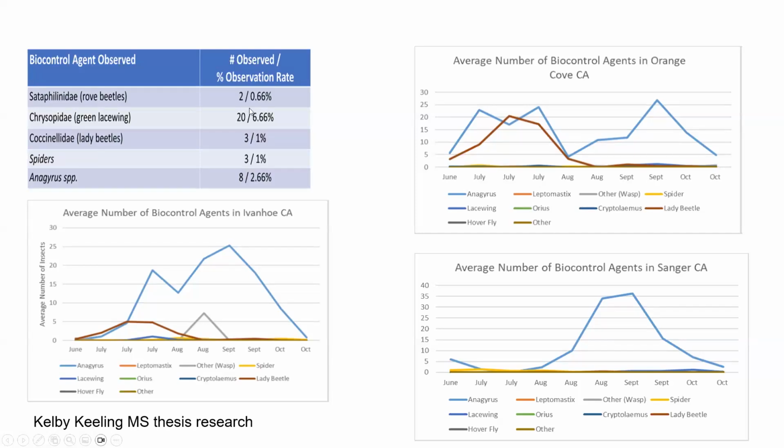The table that I'm sharing here is something that they observed actively parasitizing mealybug colonies out in the field, and out of those, nearly 7% of the observations, they always saw green lacewing larvae feeding on mealybugs. Anagyrus is also another common parasitoid.